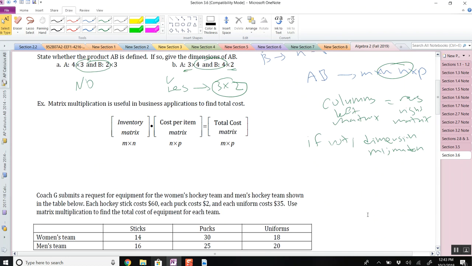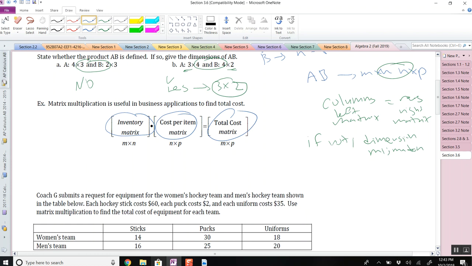Now, it can be useful in business applications, and we are going to talk about solving system equations in this manner. But here we're going to have two matrices. I guess our inventory matrix, our cost per item matrix, and it's going to be total cost. It kind of makes sense, right? Inventory is how many items you have, and the cost per item multiplied together, you can see the total cost. Like if you got 10 items and each of them costs $2, that's $20, right?